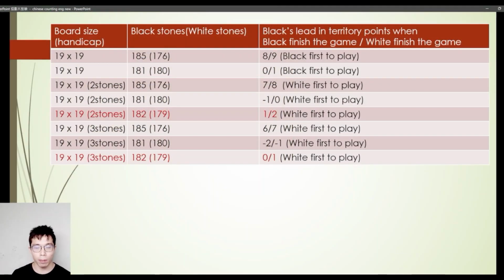And this will be the number you could reference to. When it's a two handicap game, when black has 185 stones, black may lead by 7 or 8 points. When black has 181 stones, black may lose by 1 point, or it would be a draw in territory points. So check up this data.